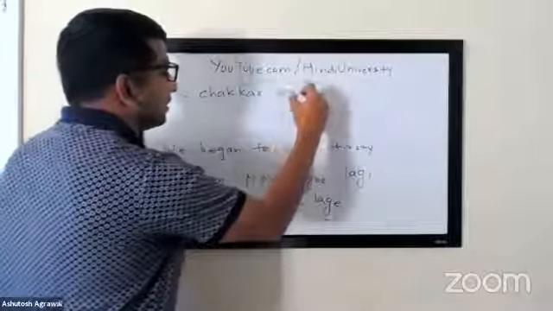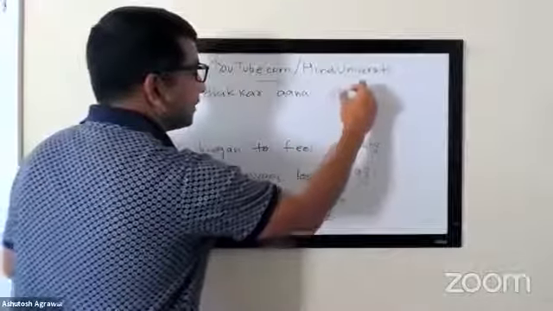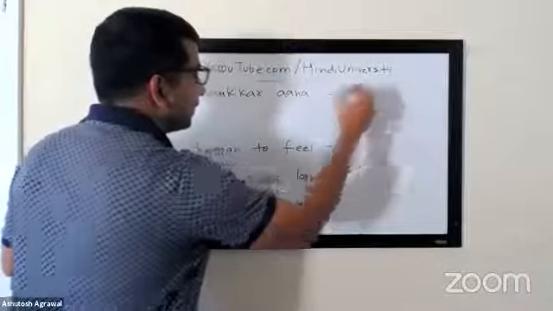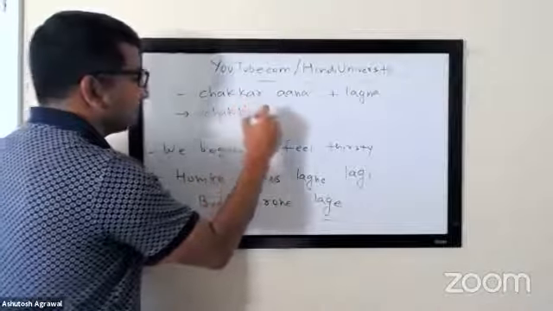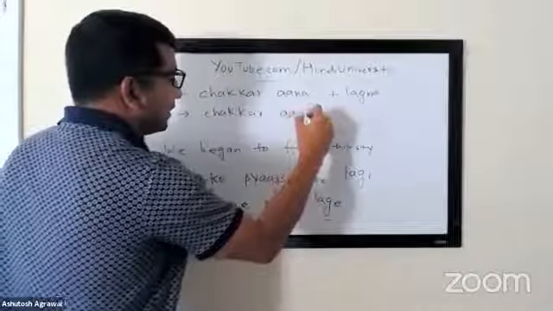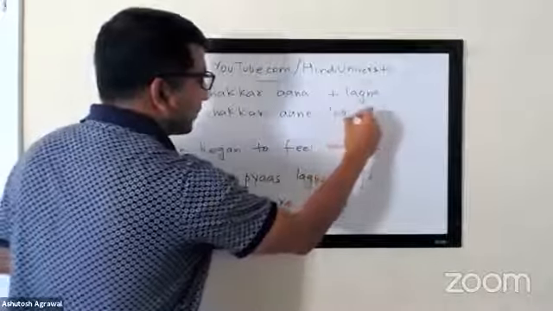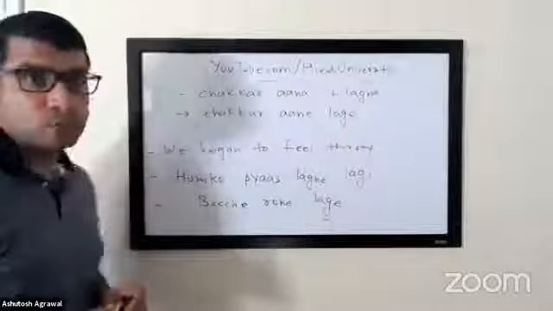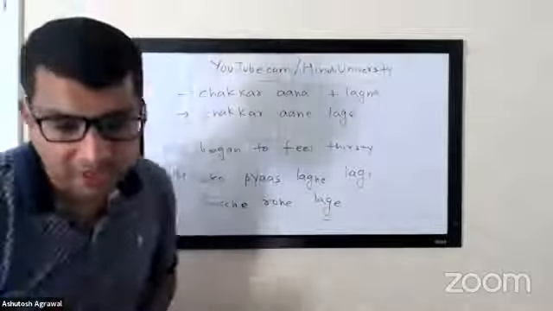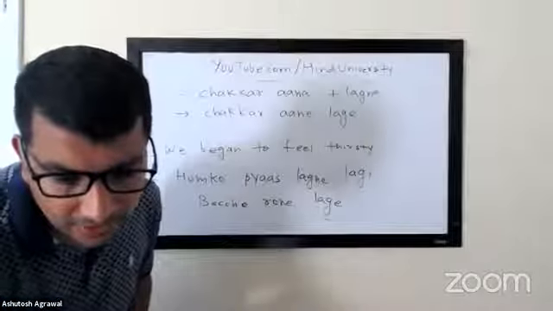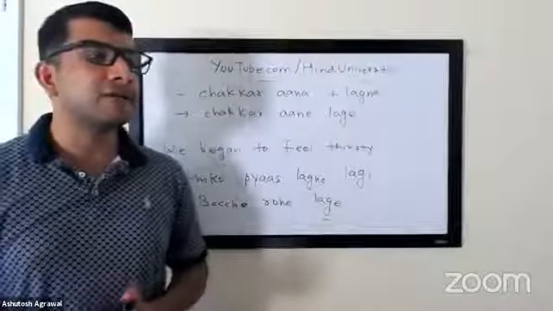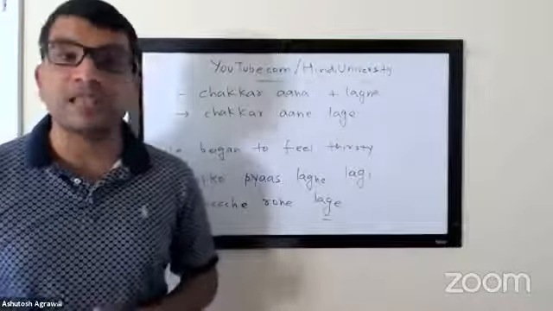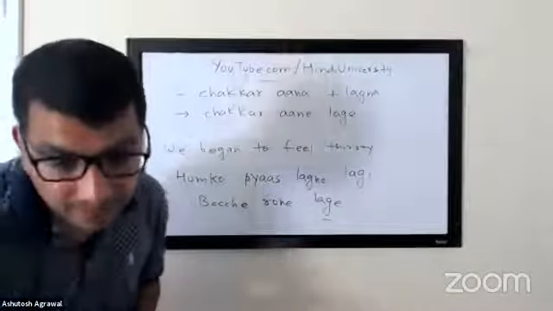Chakkar ana, right? And then after that you're putting lagna, and that changes to chakkar aane lage, right? It is used as a plural. Chakkar aane lage. Okay. वह तैरने लगा. So that's basically he started or he began to swim. Okay, वह तैरने लगा अचानक से.